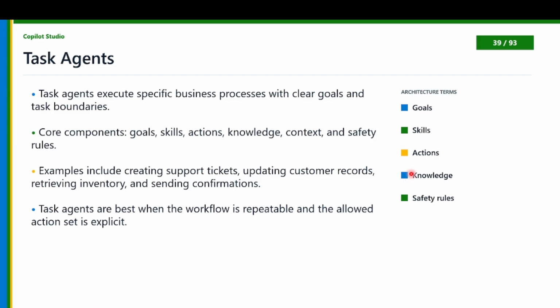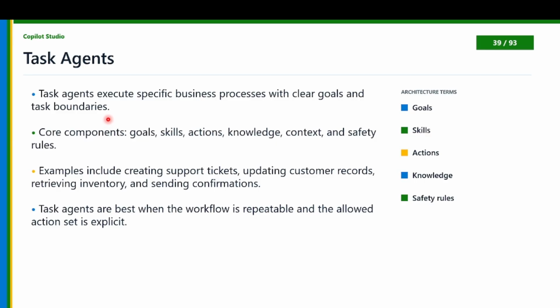You can connect to all the sources we have mentioned: SharePoint, OneDrive, database, warehouse, lakehouse, OneLake, Azure Blob Storage, DynamoDB. Knowledge sources are very, very important. You can easily connect using a connector from Copilot Studio or using an MCP server. Then we have safety rules, very, very important: guardrails, policy implementation for boundary compliance, governance, and role-based access control. So let's see the point we have under task agent. The task agent executes a specific business process with clear goals and task boundary. Very, very important here.